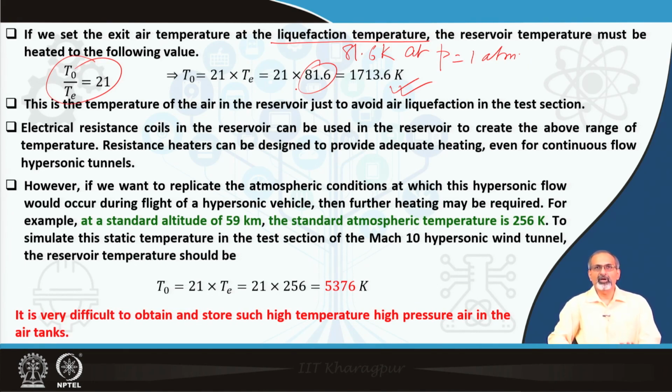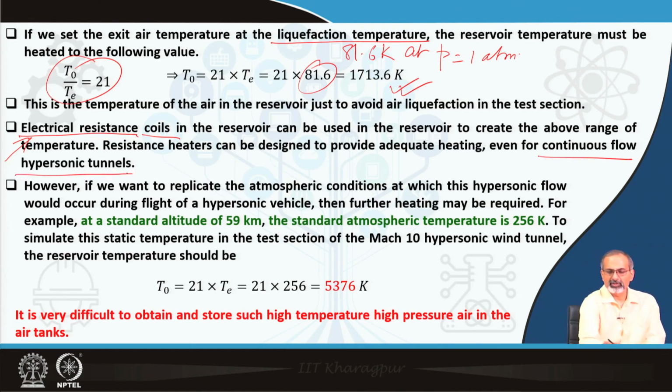electrical resistance coils in the reservoir can be used to create the above range of temperature. Resistance heaters can be designed to provide adequate heating even for continuous flow of hypersonic tunnels. Therefore, with electrical resistance coils you should be able to create continuous flow through a tunnel like this if you are looking for temperatures of this kind.